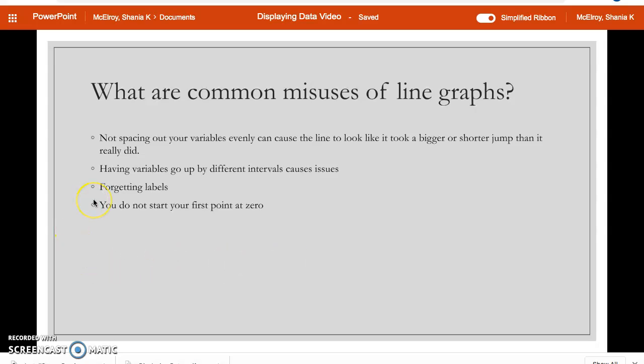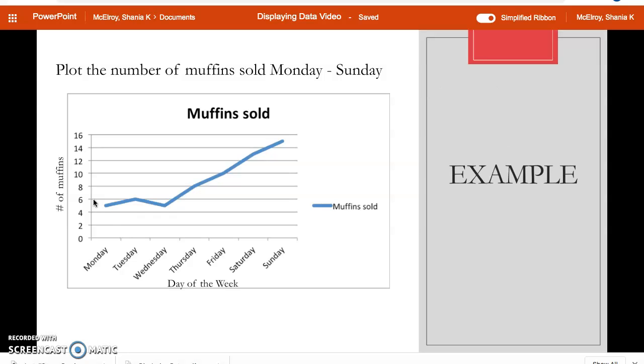And then also, you don't want to start your first point at 0 on the graph. You want to start it wherever your first variable is.